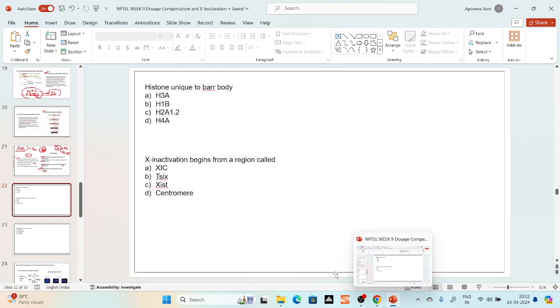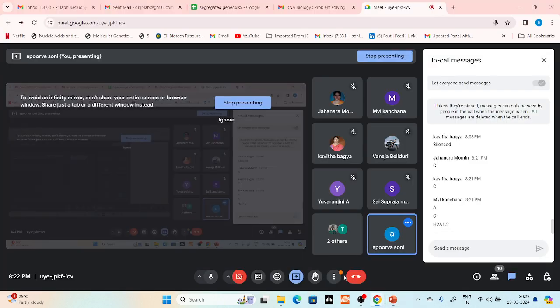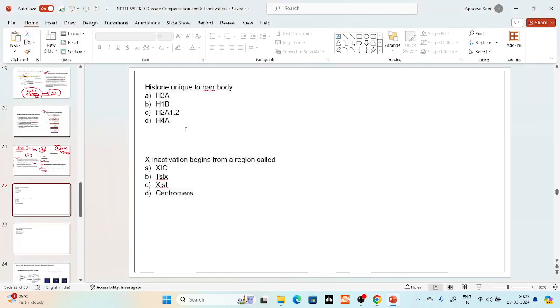Okay, now we'll switch the screen and let us see what you have answered. Janara has answered C, Kavita has answered C, and Kanchana has also answered C. The correct answer is C, that is H2A.1. Where have we studied about this H2A.1? Let us see.